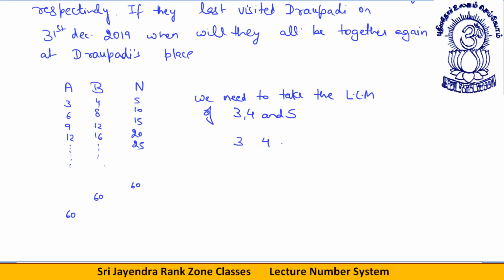If you write them, 3 is what? 3 raised to power 1. 4 is what? 2 raised to power 2. 5 is what? 5 raised to power 1. So what will be the LCM?